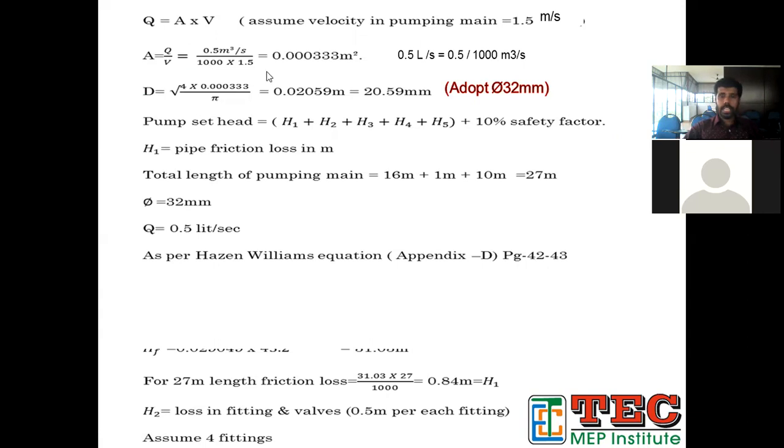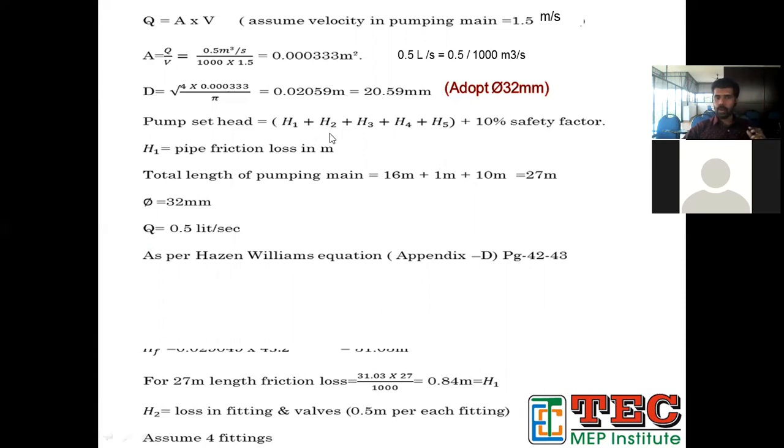And we have H5 as pump head loss. You can take pump head loss as 2 meter, it's an assumption. So you can take H5 as 2 meter. H4 is fitting loss, which means how many fittings are there in your pipe, you multiply with 0.5, because for one fitting it is assumed that 0.5 meter is the loss. So 0.5 into 4 equal to 2.